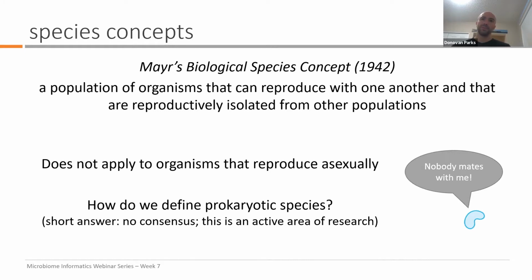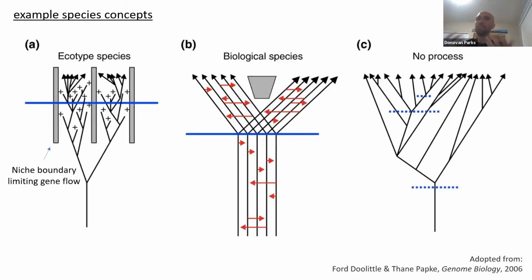So I just wanted to give you some examples of different species concepts. These are basically models that try to explain how bacterial and archaeal species actually arise in nature. And is there some underlying mechanism that we can point to that says this is how species arise, so this is natural, so this is how we should actually define and use species in our taxonomy. So I'll just quickly go through these. This figure is from a manuscript by Ford Doolittle and Thane Papke. It's a great manuscript. If you're interested in this topic, I highly recommend you give it a read.